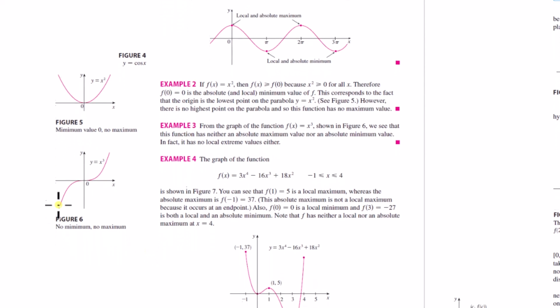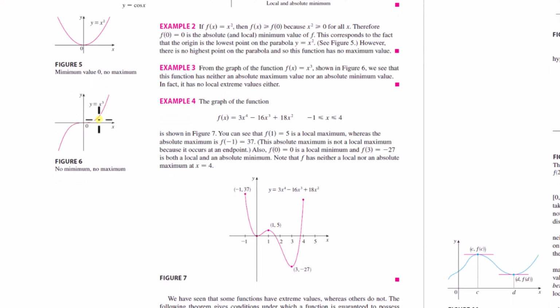Okay, here they point out that this is x cubed. And they point out that there is no global max or min or local max or min for the entire function. You might think, well, what about this point? Okay, so let's put an open interval here. Well, no. If this was a closed interval, this would be the minimum and this would be the maximum. But when we're doing local maxes or mins, you use an open interval. So there is no local max or min.